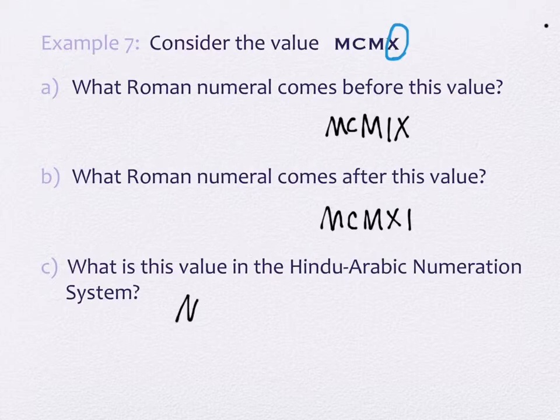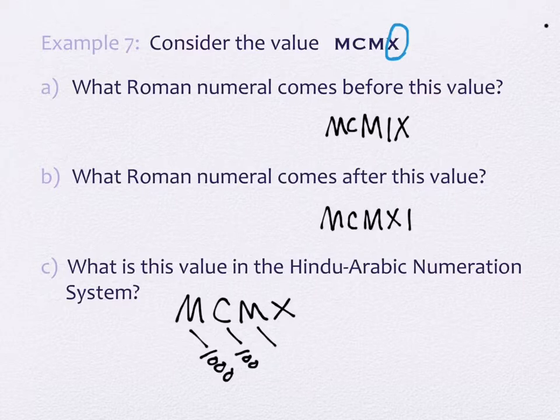So we have MCMX, the original number. And I'd like for us to just write down what each of the symbols' number value is. So what is an M worth? 1,000. What's a C worth? 100. An M is worth, again, well, there's 1,000. We already did that one. And an X is worth 10, as we said before.